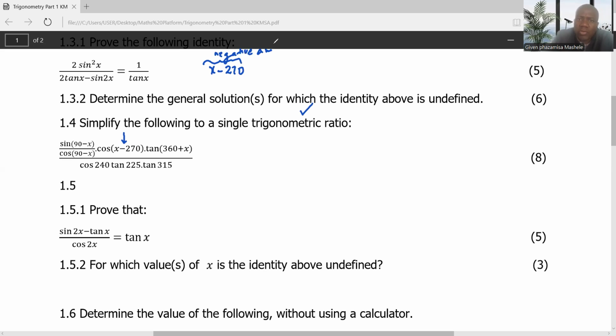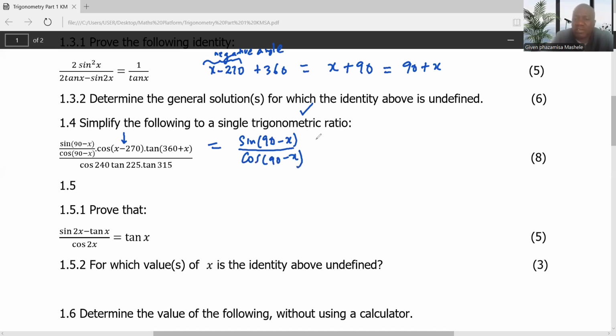When we have a negative angle and we want to change it to being positive, we can add 360 all the time. So this will become x plus 90. So minus 270 plus 360 will give us 90. So if we rearrange, this is the same as 90 plus x. So let me write this again. This will become sine of 90 minus x divided by cos of 90 minus x. Remember, sine over cos is the same as tan.